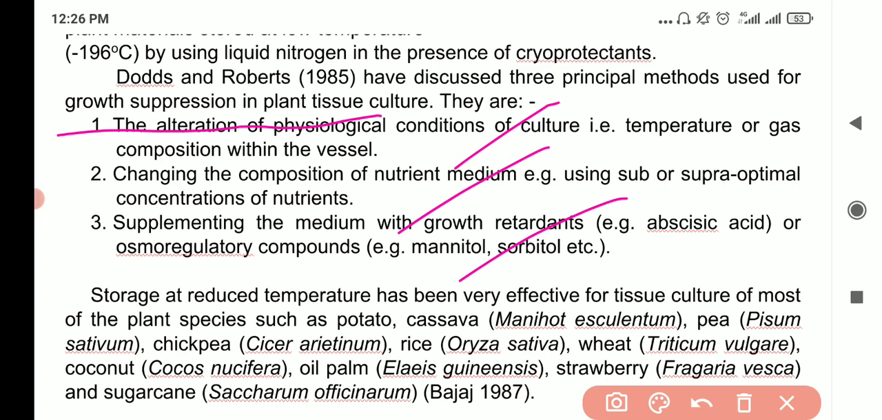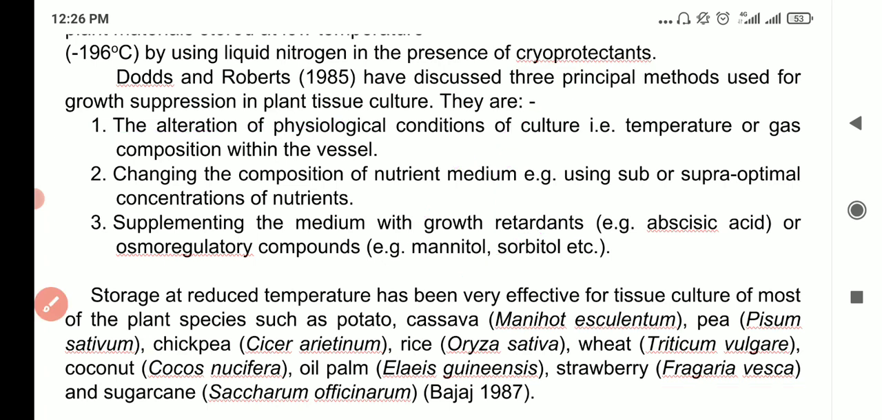You change the conditions, the temperature you can change, the gas composition you change, right? The pressure you might change. Then you can add nutrient medium, means perfect nutrition, perfectly optimum, not too much, not too less. Then some growth retardants, some chemicals which will help slow down their biological activities.